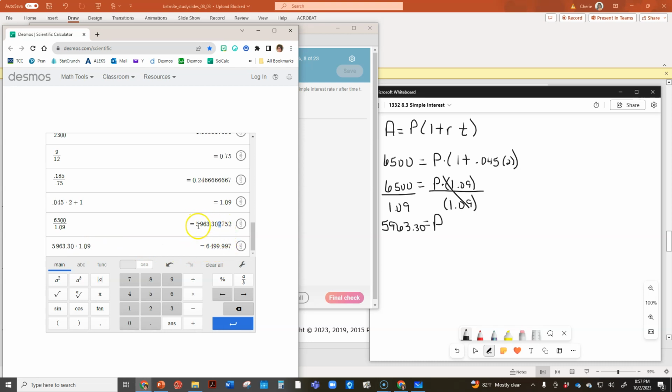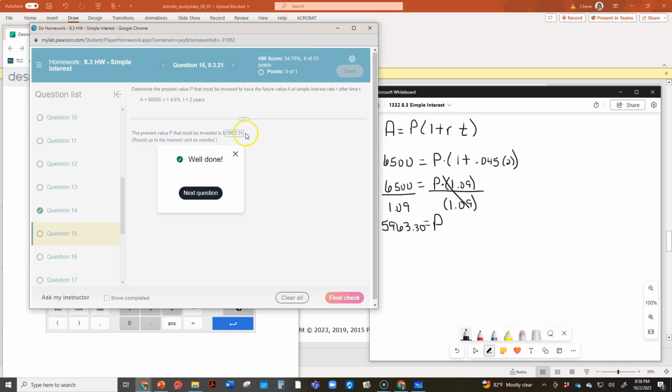So $5,963.30 is actually not quite enough. I need a few more cents, and since I can't keep that at 30, I have to change that to 31 cents. So when you are finding your principal and money, sometimes you're going to have to not use your normal rounding rules, because if you don't round up, you're not going to actually have enough. So that's what happened with that one.